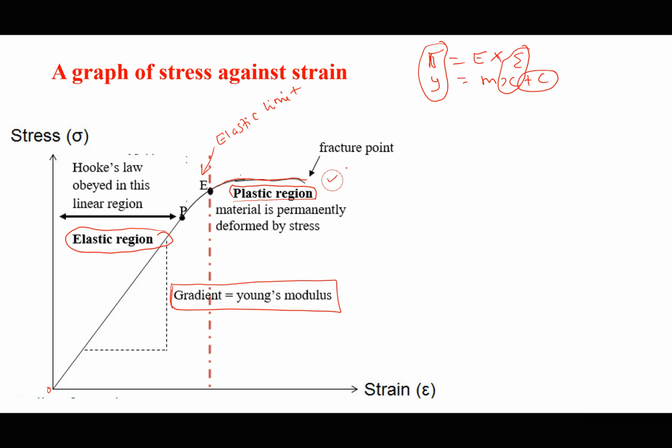Here the molecules which make up the material slide past each other, causing a permanent deformation. So the material is permanently deformed by the stress which is being applied at that point until it reaches the fracture point. Fracture is the breaking point, where the material breaks.